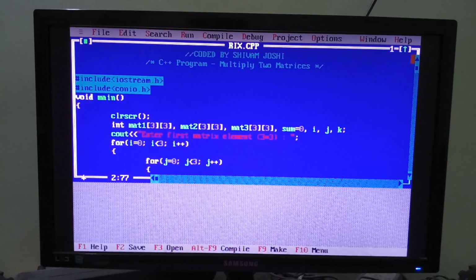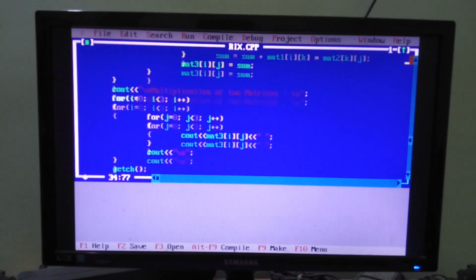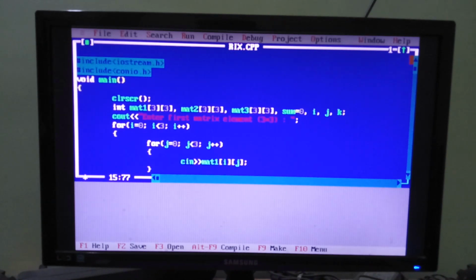Okay, so let's start. Here I have written only 49 lines. So I will start from the beginning. Include iostream, conio. Only two functions are used here, void main and clrscr.